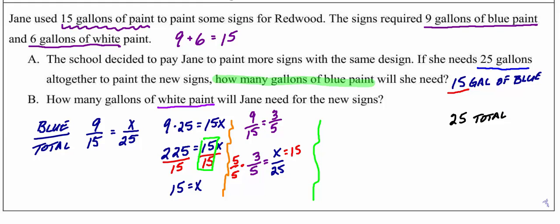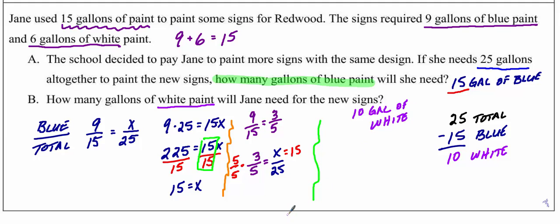We are going to subtract out the 15 gallons of blue, and what's left over is how much white she needs. So she needs 10 gallons of white paint. If we went through this process, set up the proportion, did the cross multiplication, we would also get 10 gallons of white. All right, on to the next problem.